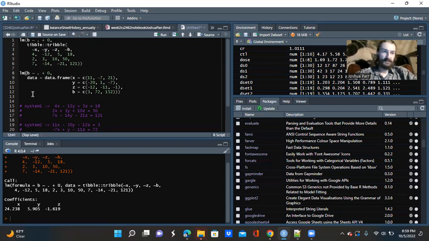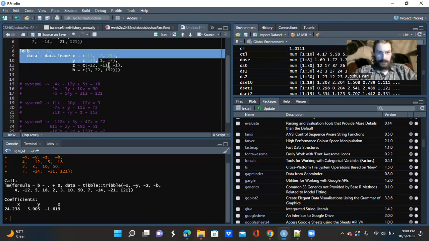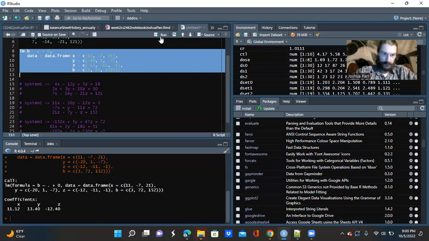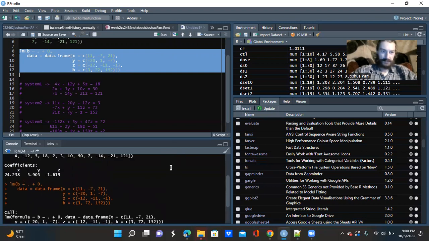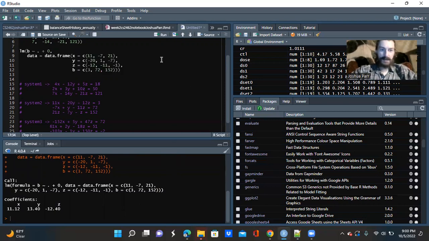So here's a different methodology, not involving calling Tibble specifically, where you just enter a data frame. The formatting's slightly different, but it's the same exact concept, and it's again a 3x4 or a 4x3, I always get confused with those. So now here's the second example. I'm going to run it. Bam! With the quickness. 11.12 for x, 13.4 for y, and negative 12.4 for z. Fits all of the constraints.